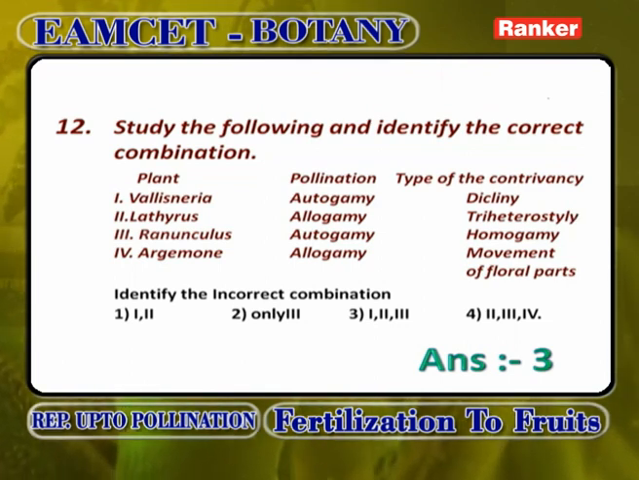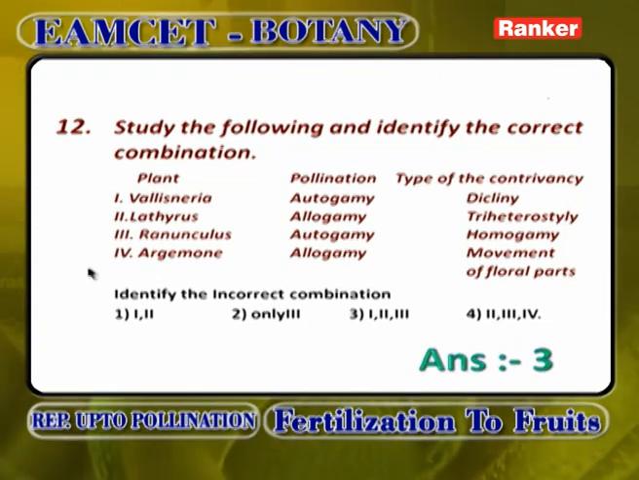Ranunculus, autogamy, homogamy. In Caltha and Ranunculus, homogamy always takes place. Argemone, allogamy, movement of floral parts. So that is wrong. So 1, 2, 3 are correct.